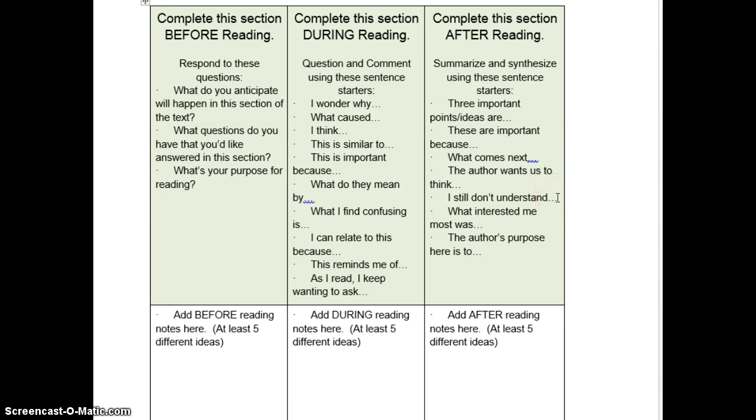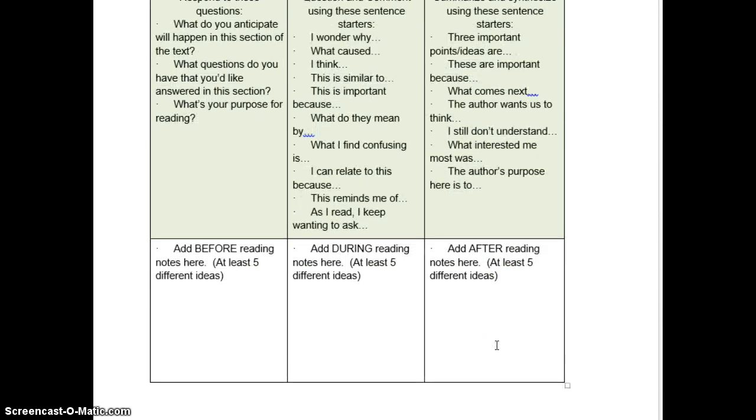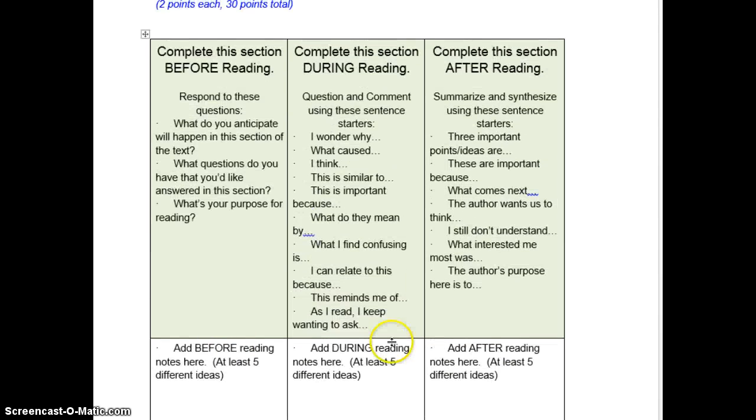And when I read that, then I'll be able to give you feedback on that as well. What interested me most was, this is relating it to your life, there's a connection piece. And the author's purpose here is what is the author trying to show you in this? And that actually links back a little bit to purpose for your reading and what the author wants you to see. So hopefully this is giving you a little bit more context on what you're supposed to do.